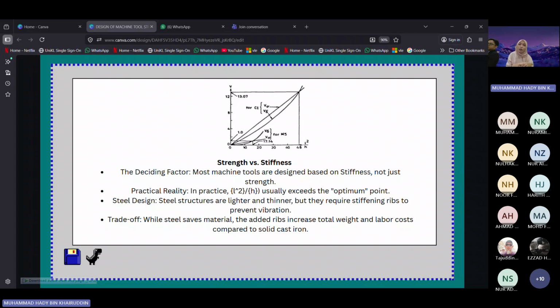However, in the real world, we don't just design for strength. We design for stiffness. To stop a thin steel structure from vibrating, we have to add stiffening weight. It adds weight and labor back into the process. So the takeaway is that while steel is more efficient on paper, we must choose our dimensions based on L squared divided by the height or depth of the beam, a ratio, to ensure the machine remains stable under working conditions. Okay, that's all from me.